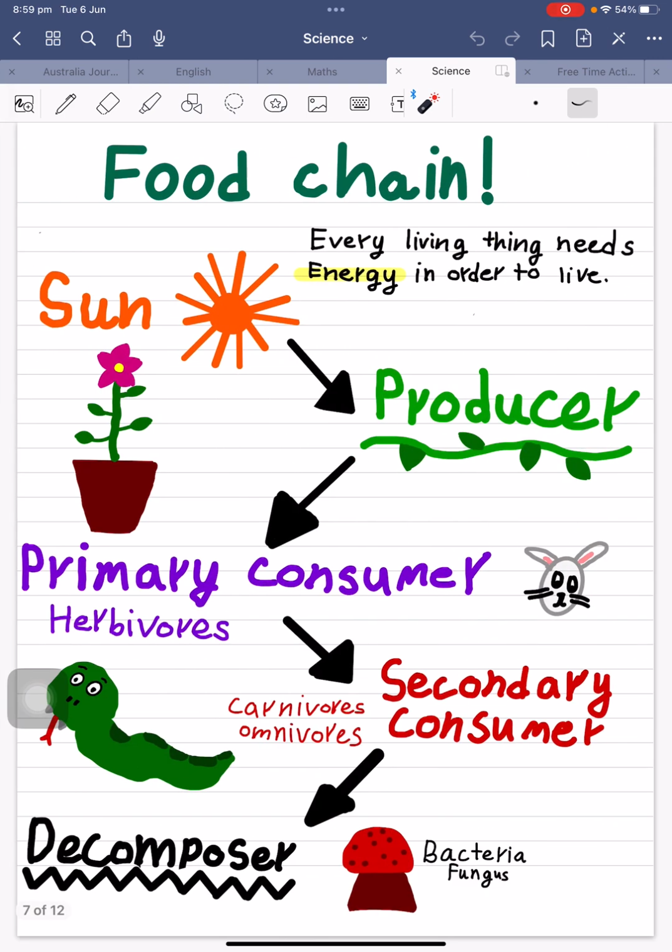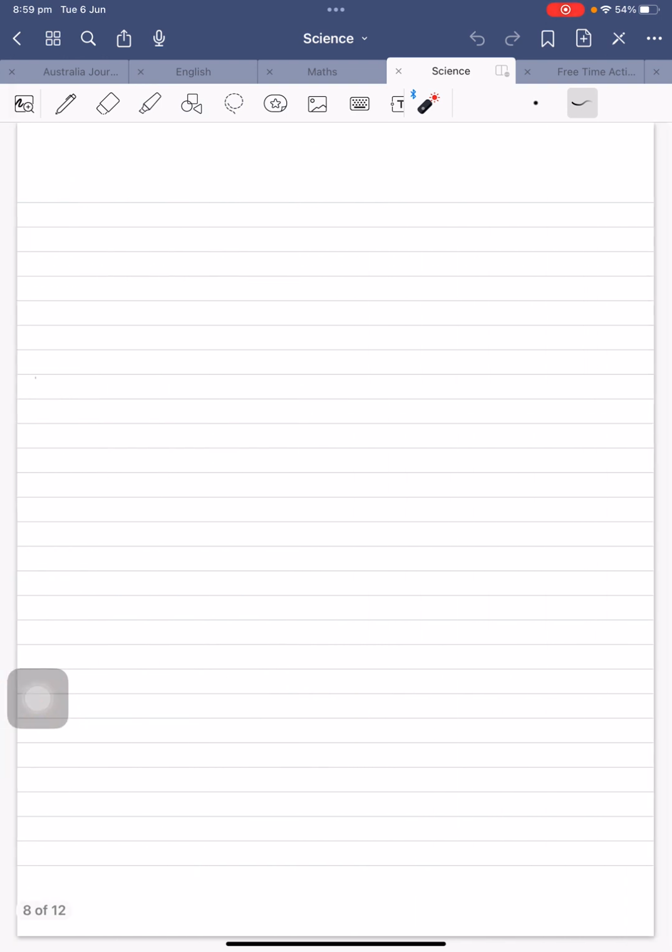And here we have food chain. So every living thing needs energy in order to live. So there's sun, then there's producer, then there's primary consumer, and then there's secondary consumer, and then decomposer. So that's all for my science notes.